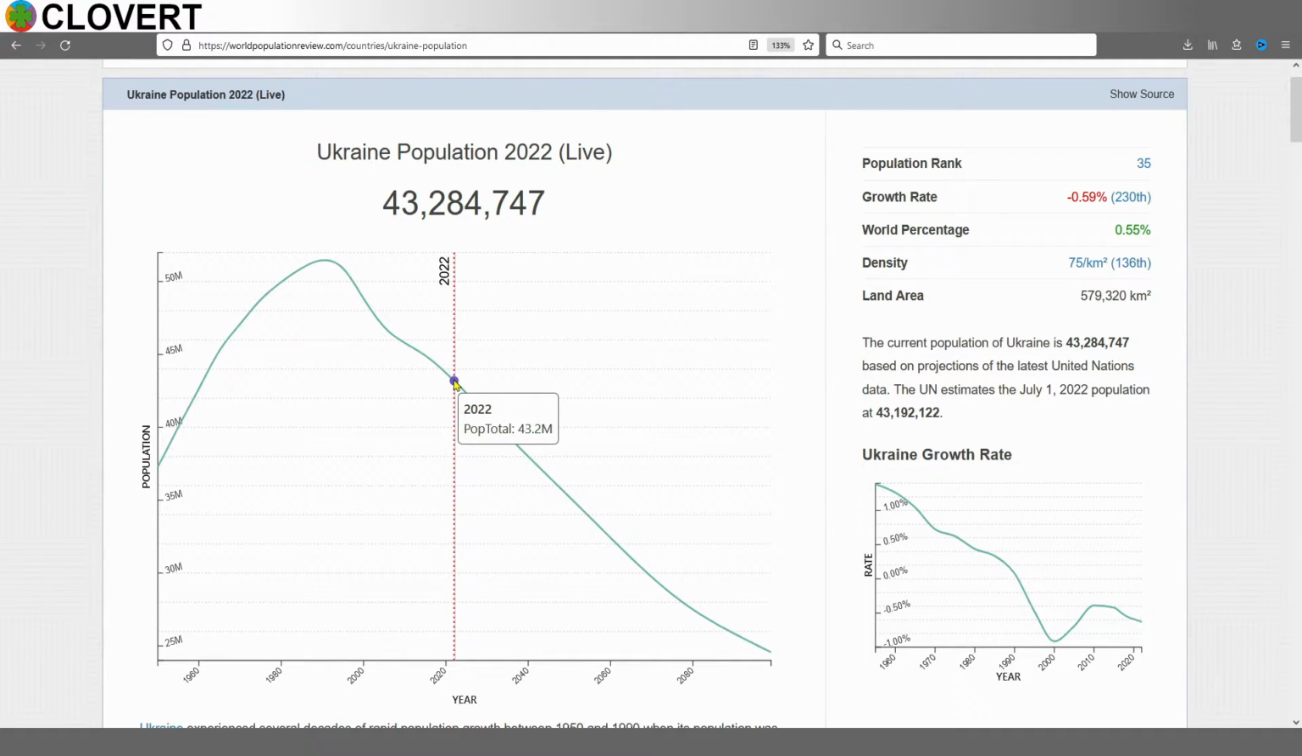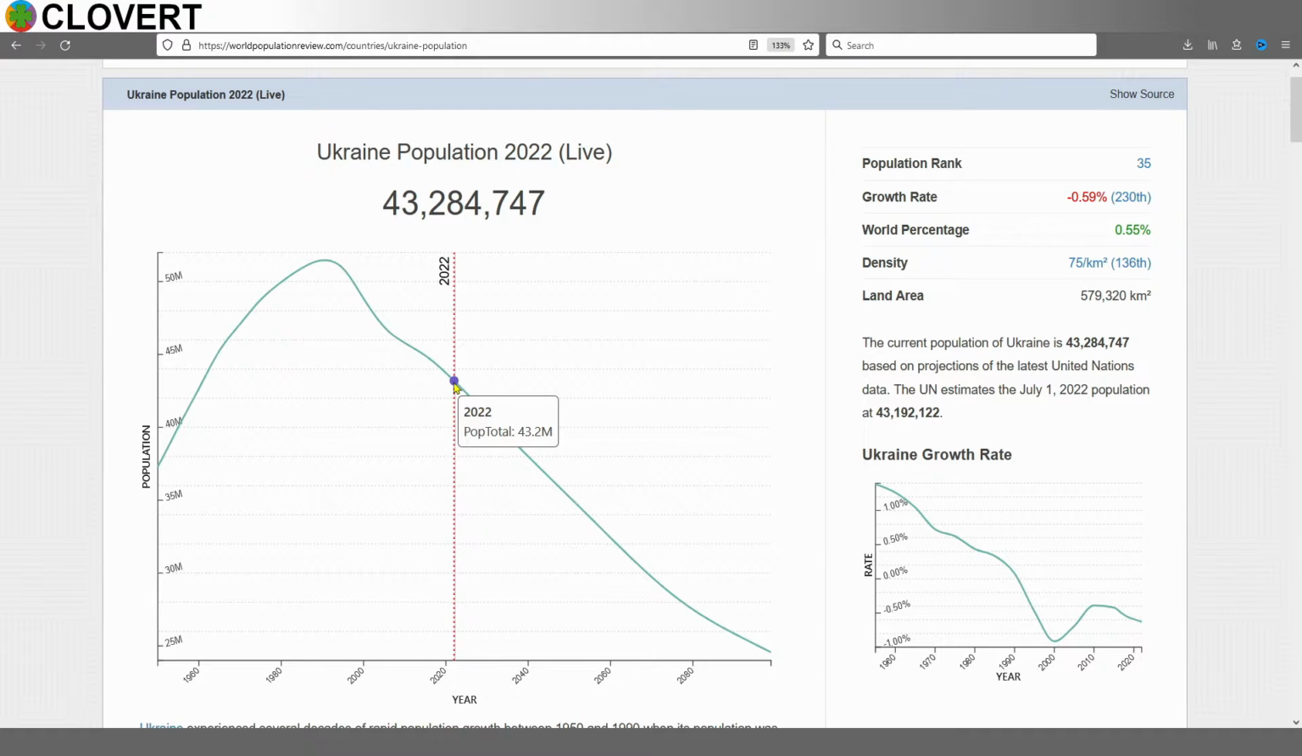So this is the projection right now, and this is not taking into account any war that's going on, and we've no idea how long this war will last. It could be over quickly, it could drag on for years and years. And if it does drag on, this projection could be a lot worse than what we're seeing now. And what we're seeing now is absolute disaster.